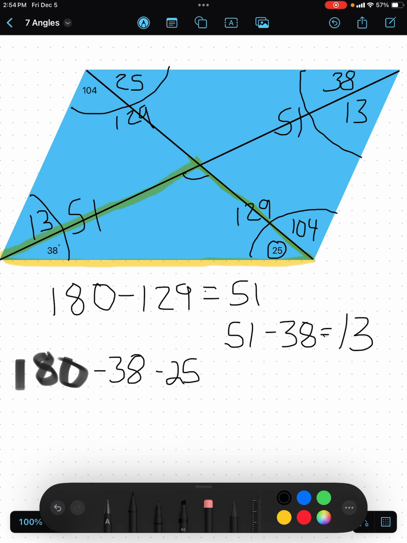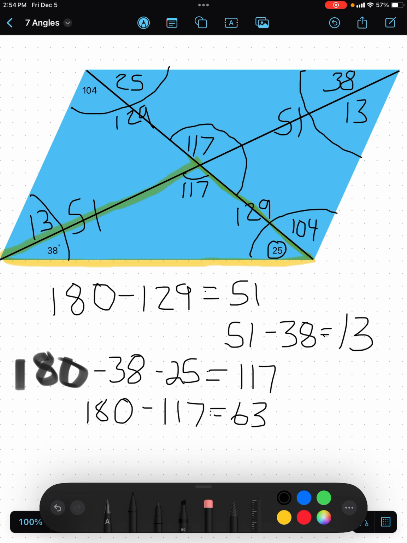So that is going to become 117 degrees. 117. And because of the power of vertical angles, 117 there. And then we have linear pairs. This is going to be a linear pair, so it's going to add up to 180 as well. So 180 minus 117 is going to give us 63 degrees for each of these.